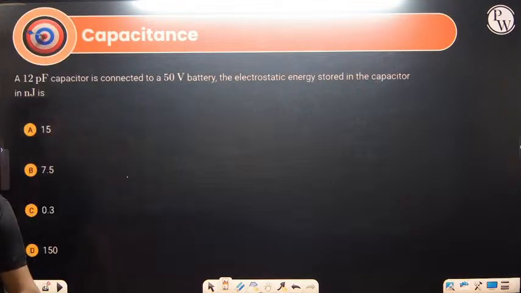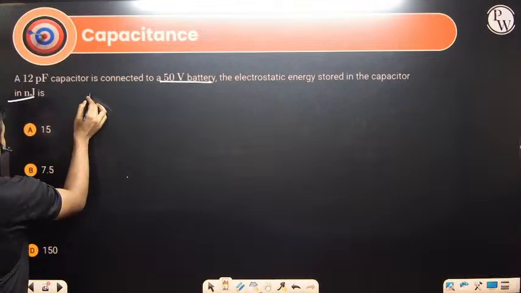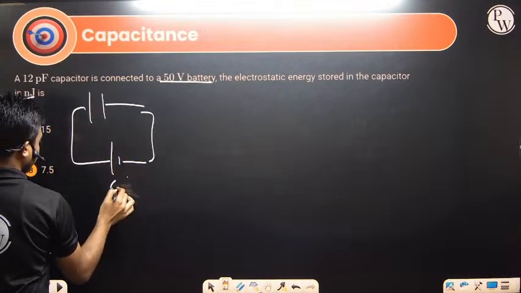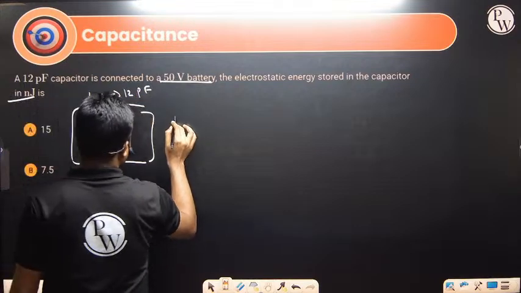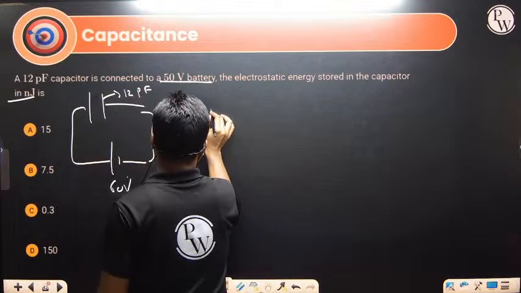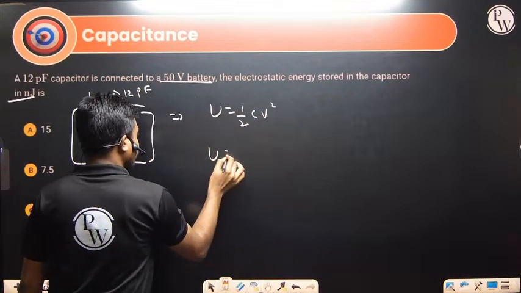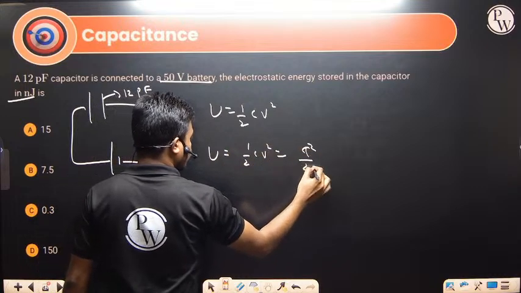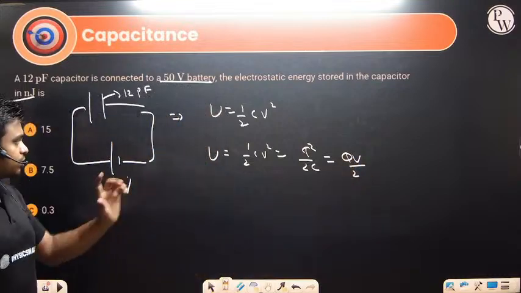A 12 picofarad capacitor is connected to a 50 volt battery. The electrostatic energy stored is asked in nanojoule. So if the capacitor is connected and the battery is also there, in this case it is 50 volt and this one is 12 picofarad. So what is the energy stored? Half CV square. Energy stored is half CV square, or Q square by 2C, or QV by 2. Depending on this, questions will be using different formulas.